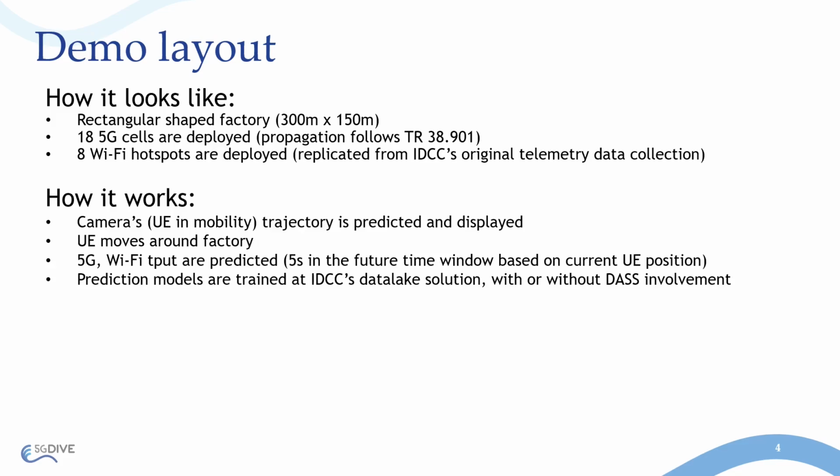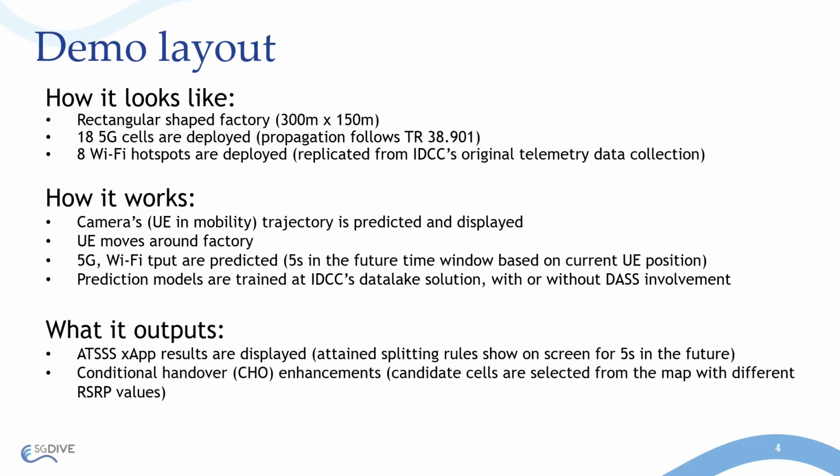We show in the demo a camera or user equipment in mobility inside the factory. The camera's trajectory is assumed to be predicted and is displayed on screen. Based on the camera's position, the available throughput from both 5G cells and Wi-Fi hotspots is predicted for a time window of 5 seconds. The main output of the demo are the AT3S results and rules that are displayed on screen in real time. These rules have a 5-second validity timer to match the 5-second throughput predictions from the trained models at the data lake.